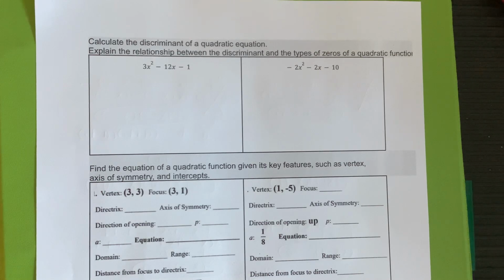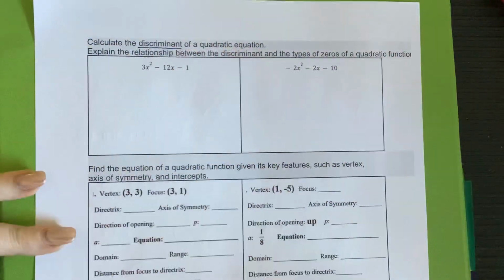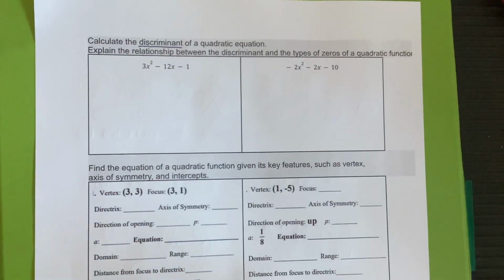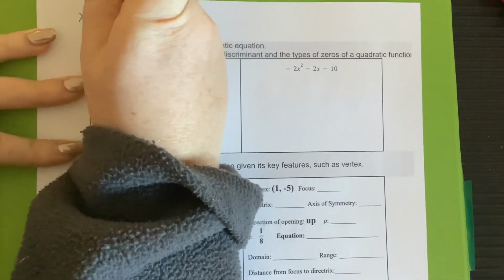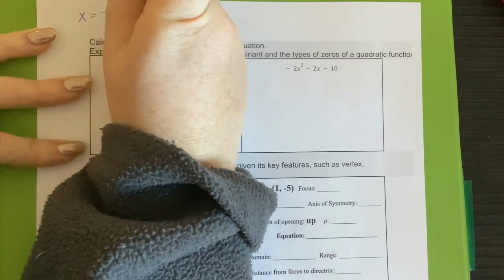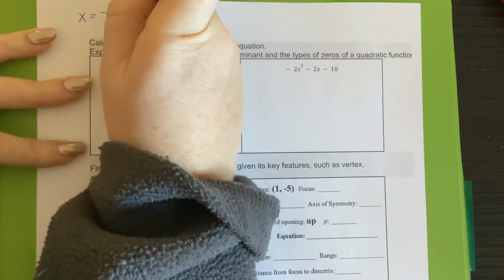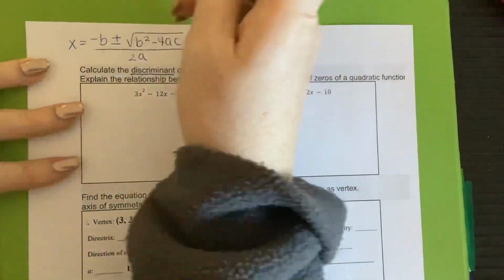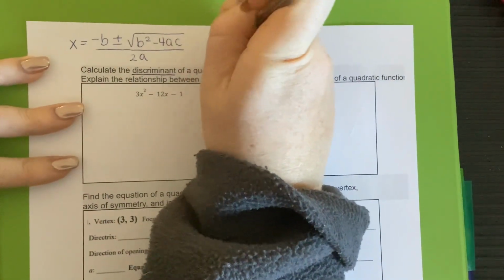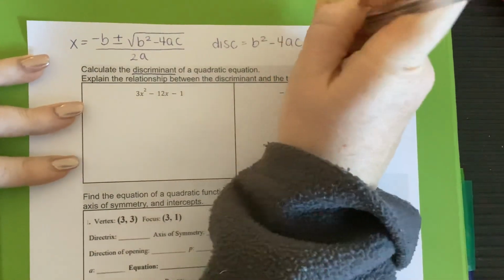So calculate the discriminant of the quadratic equation. So the discriminant, remember, is just what's underneath the square root symbol in the quadratic formula. So the quadratic formula: x is equal to negative b plus or minus the square root of b squared minus 4ac, all over 2a. Okay, so that's your whole quadratic formula. So discriminant is equal to b squared minus 4ac.